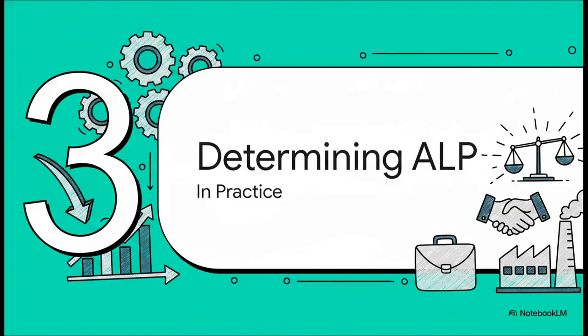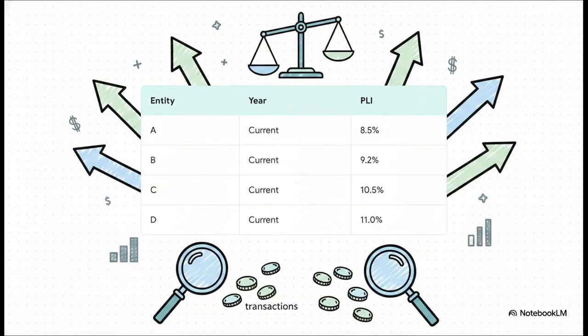Let's look at Section 3, Determining ALP in Practice. All right, let's take this from theory to reality. Under Rule 81, when you're applying a method like the transactional net margin method, you first have to identify comparable uncontrolled transactions. Then you take their profit level indicators, basically their margins, and you construct a data set by placing them in strictly ascending order, from the lowest margin to the highest.